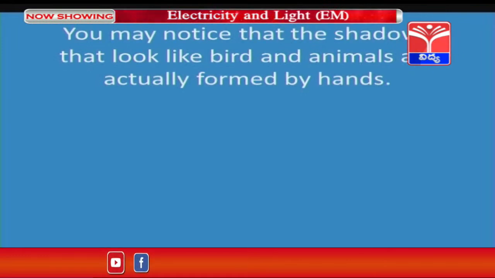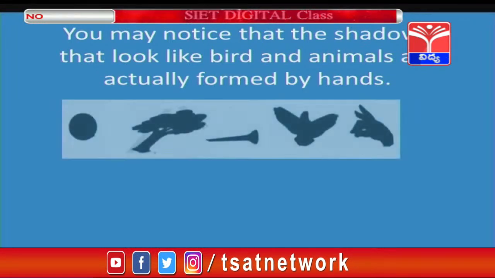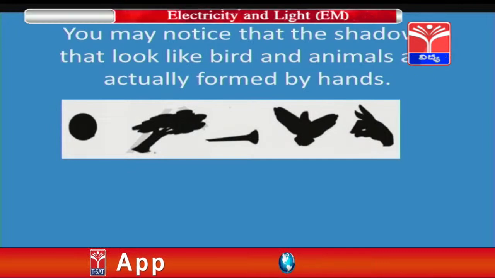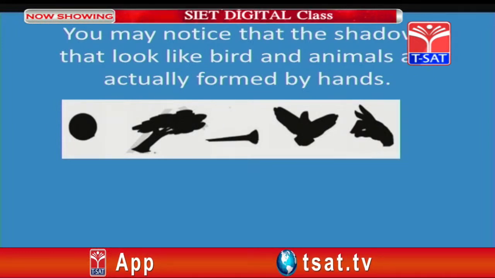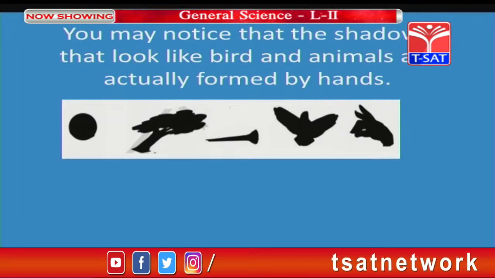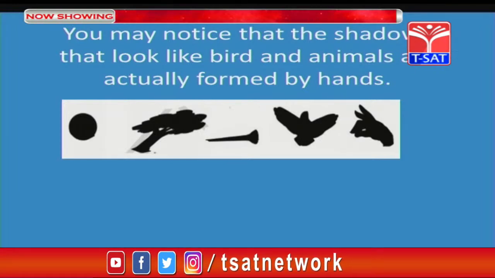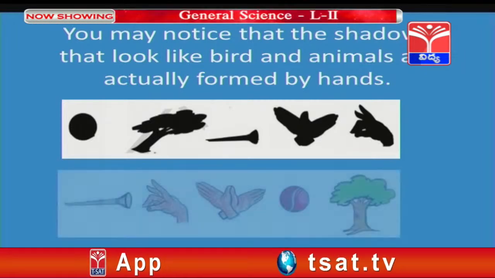You may notice that shadows that look like birds and animals are actually formed by hands. Now, you observe there are 4 figures. Just assume by which objects we are getting these shadows. First one is a ball, second a tree, third a nail, second one is a bird, third one is a rabbit-like structure. Now, we see from which sources these shadows are actually formed.